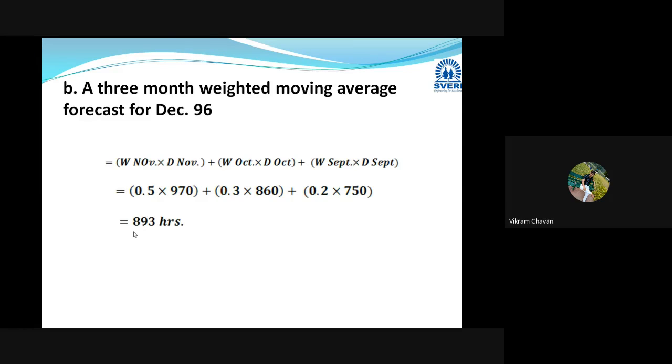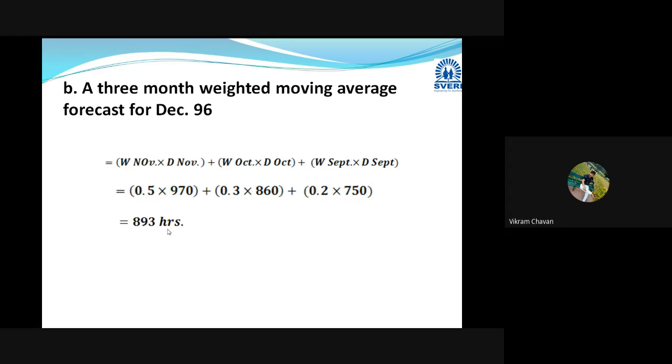So there is a mismatch between your answer and my answer. Your answer was correct related to this particular methodology or this particular question. My answer was 947.8, but that was wrong. Your answer, miss, you have calculated 893 hours. That answer was correct.